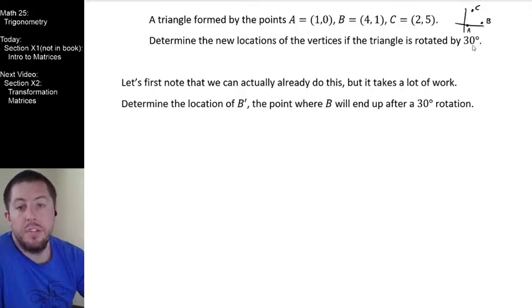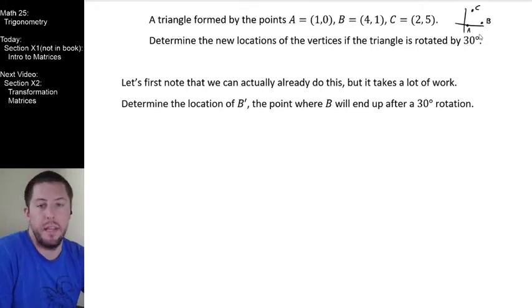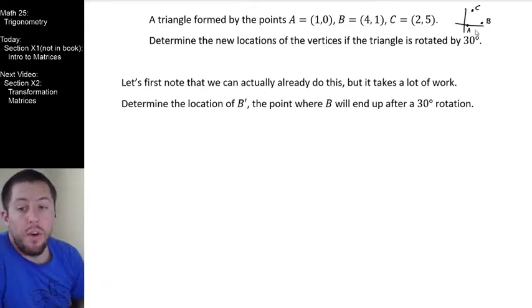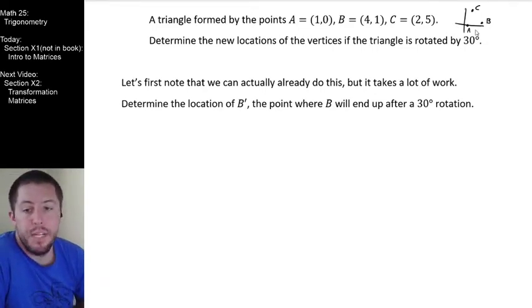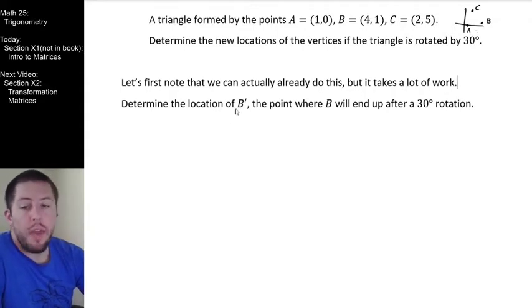What I am interested in doing is rotating this point B by 30 degrees in the plane. Again, we can already do this, but it's going to be really tedious and a lot of work. And I'm going to give you a good reason why we care to make that more efficient in a second. So I'm going to refer to our new location as B prime. It's the adjusted location of B after it undergoes the transformation of a rotation by 30 degrees.